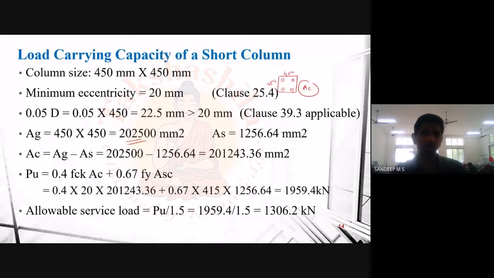Basically, design load will be obtained by multiplying the service load by the factor of safety. In our case, factor of safety is 1.5. So in order to calculate the service load, we have to divide the design load by the factor of safety. That is what is done here. So finally, we will be getting it as 1306.2 kilonewtons. So basically, the load carrying capacity or the service load that should be provided on this column is 1306.2 kilonewtons. Okay, is there any doubts in this? Is it clear?